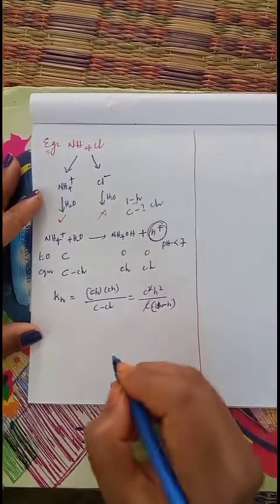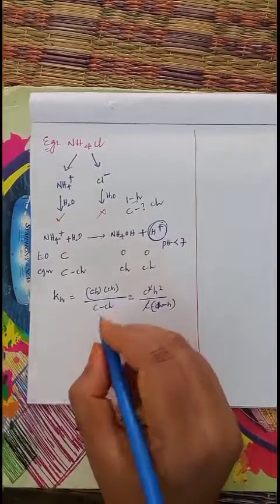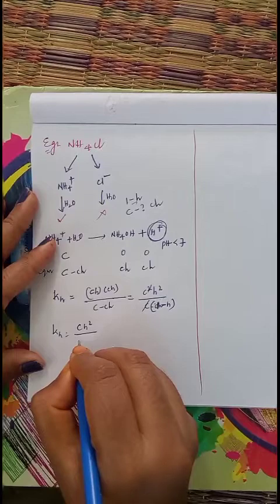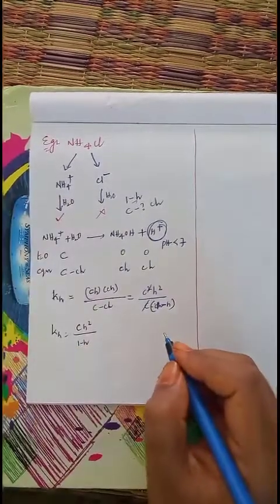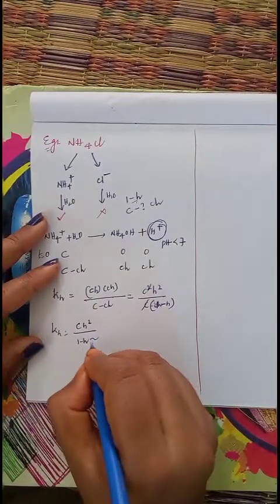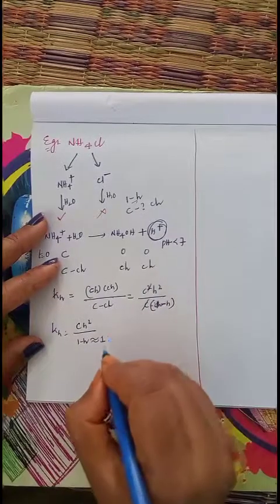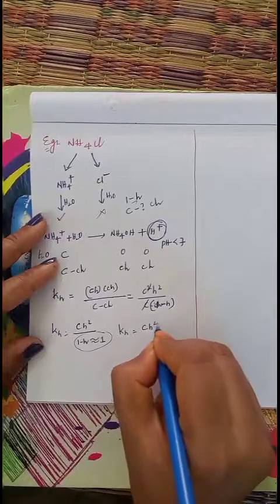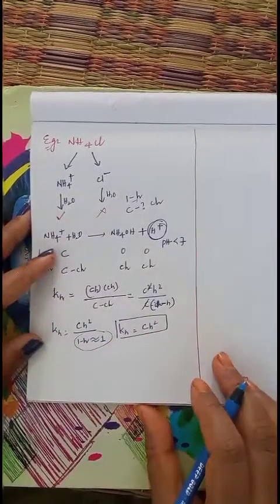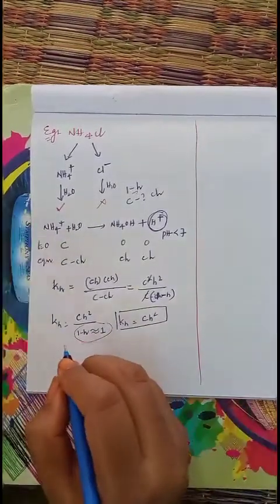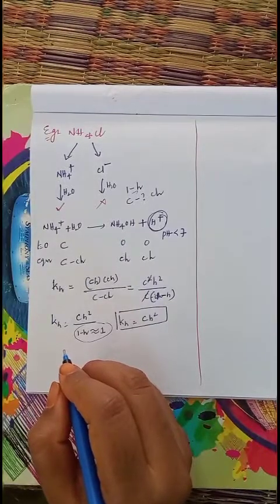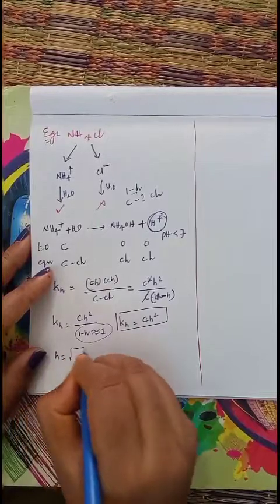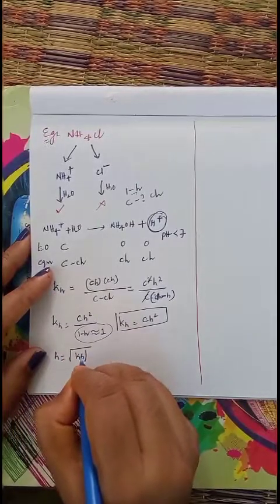Then C and square got cancelled. So then Kh becomes equal to Ch square divided by 1 minus h. But in dilute solutions, this is almost equal to 1, so we will neglect this. Then Kh becomes Ch square. From this you want to find out what the h value is. Then h becomes equal to square root of Kh divided by C.